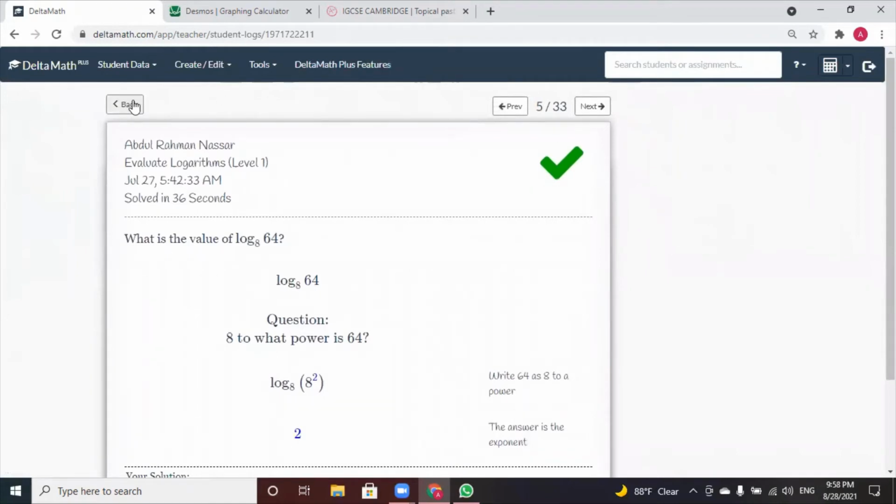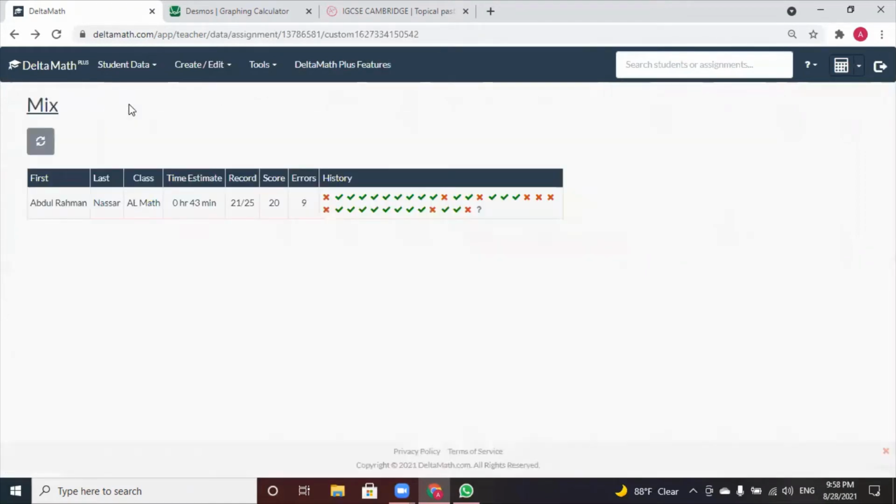Now, while Delta Math in and of itself is a very nice tool to use, I've even developed it more than the normal offering it provides, in that I've uploaded exam questions from the A-level syllabus. Let me show you what I mean by that.